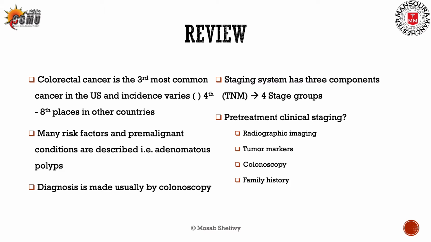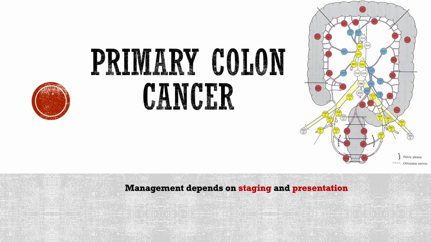As we've mentioned, colorectal cancer is the third most common in the US, and its incidence varies in different countries. Like in Egypt, it is the seventh most common cancer. Many risk factors and pre-malignant conditions are described, like adenomatous polyps. Diagnosis is usually made by colonoscopy.